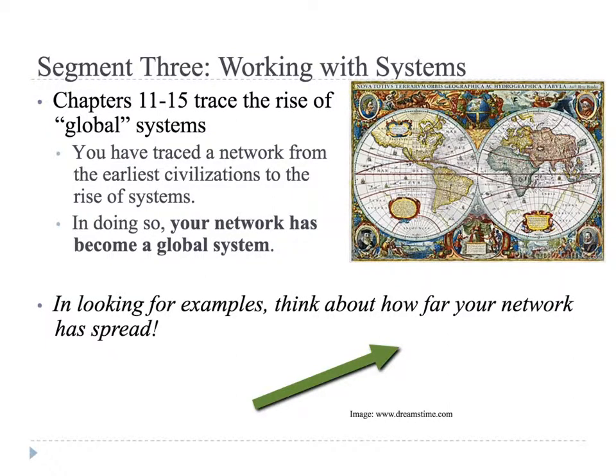Chapters 11 through 15 are showing the rise of the globalized world. Locate the role that your network plays in that and use it to provide a conclusion to your paper. If segment 1 considered the local origin of your network, segment 2 demonstrated the interregional development. And finally, segment 3 is making a case for the global system that connects people.